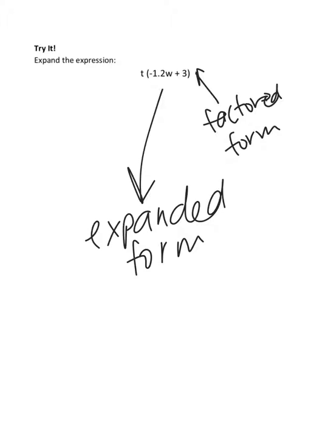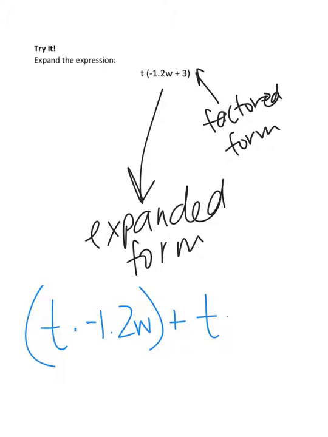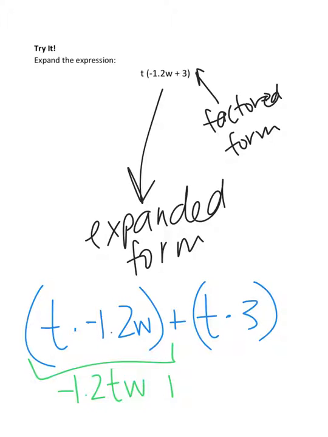So if you tried the example, you should have gotten t times -1.2w plus t times 3. Again, if you want to write that in standard form, this t times -1.2w would become -1.2tw. You always keep the whole number the same. Plus 3t.